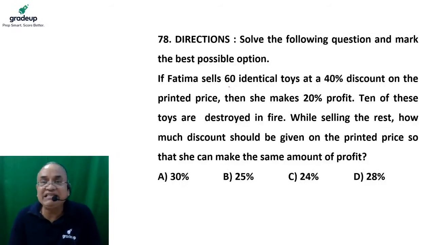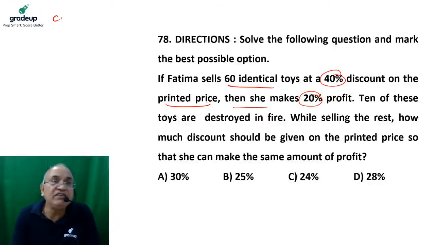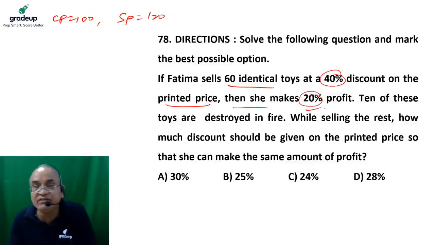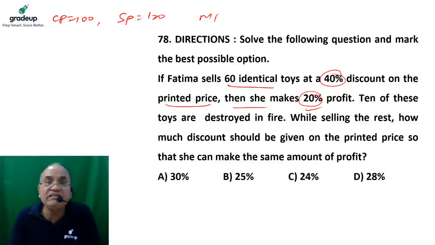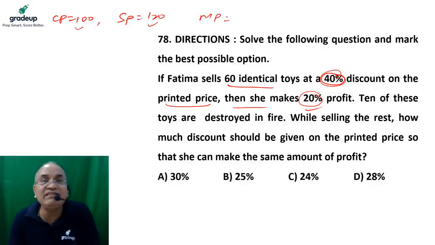If Fatima sells 60 identical toys at 40% discount on printed price, then she makes a profit of 20%. Let's say the cost price per article is 100. Then the selling price must be 120 because there is a profit of 20%. Then the mark price: because the discount is given on the mark price, every value is 100% of itself. 100 is 100% of itself, 120 is 100% of itself, and whatever was the mark price, that was 100% of itself.